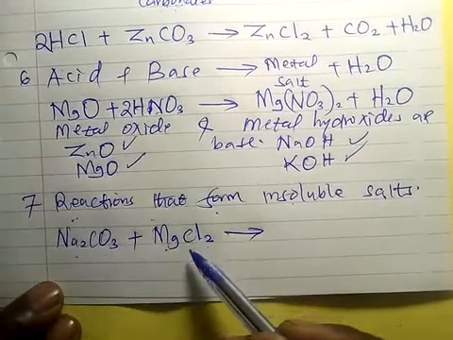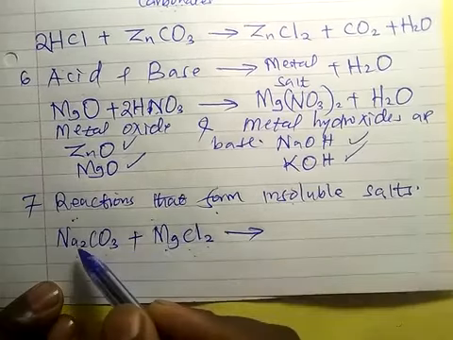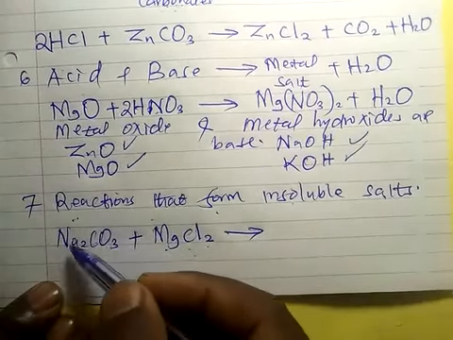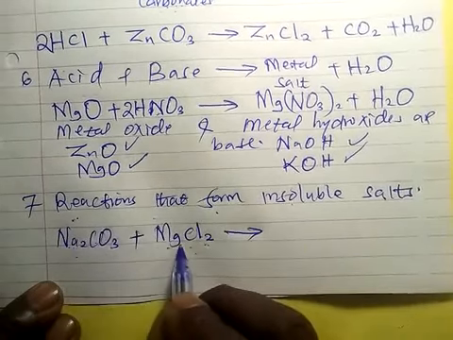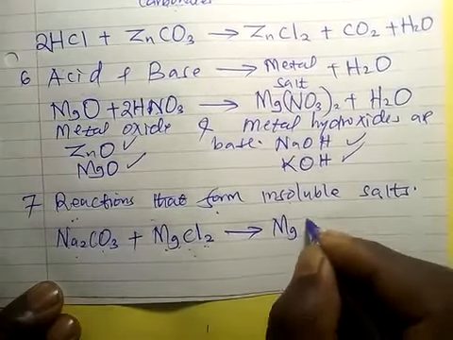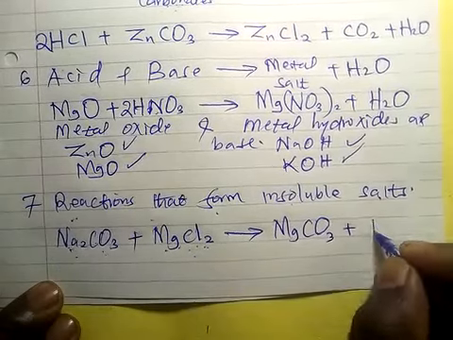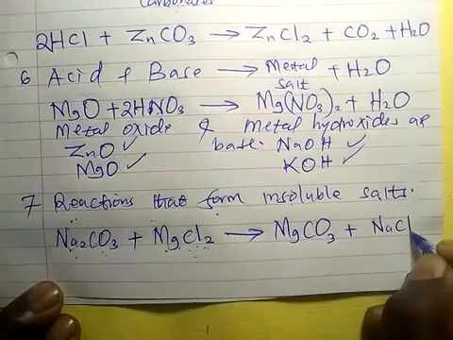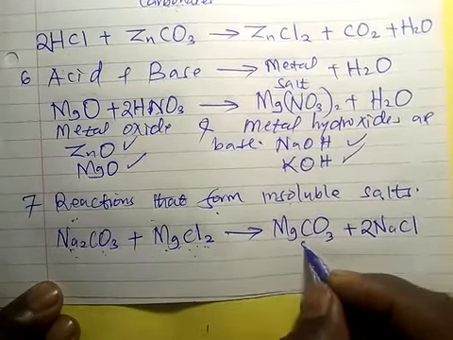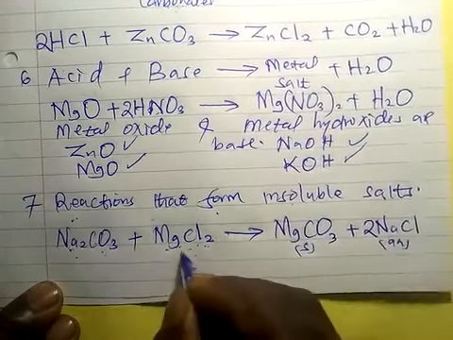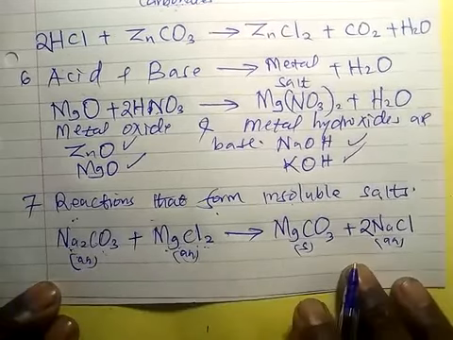Therefore, they will exchange the cations and the anions. So the cation this side will take the anion this side, and the cation this side will take the anion this side. So this one is going to form magnesium carbonate plus sodium chloride. Then we will put 2 here to balance the equation. This one is a solid, and this is aqueous. So this is how it's going to react.